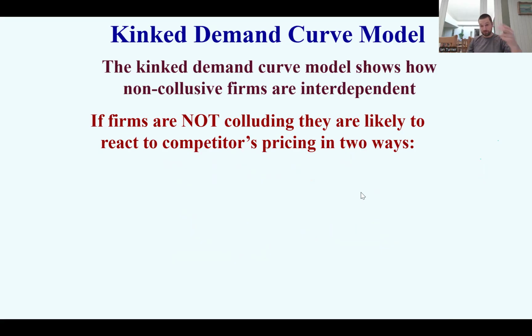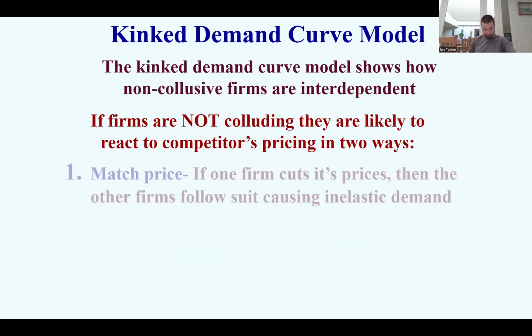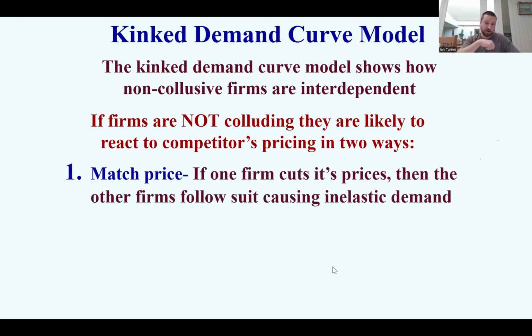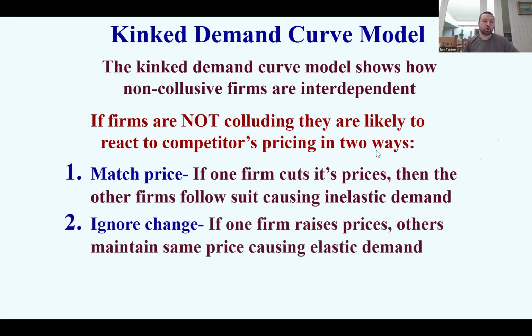Okay. So firms are not colluding. There are two ways you can react to competitors' pricing. You can match the price, right? So if one firm cuts its prices, you just follow because you don't want to lose business, right? So you just match their price. And then this causes inelastic demand, right? This causes inelastic demand. Two, you just ignore what they did, okay, and maintain your same price.